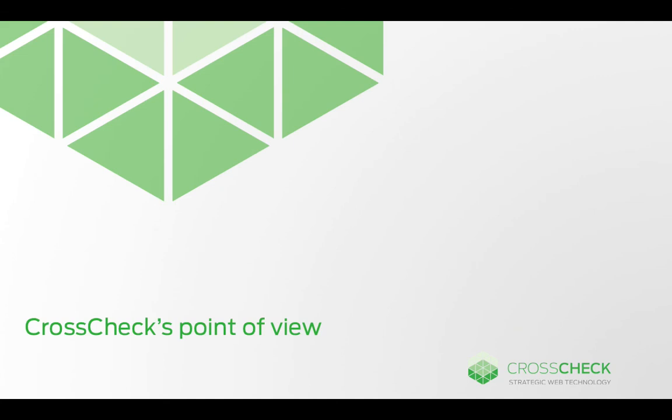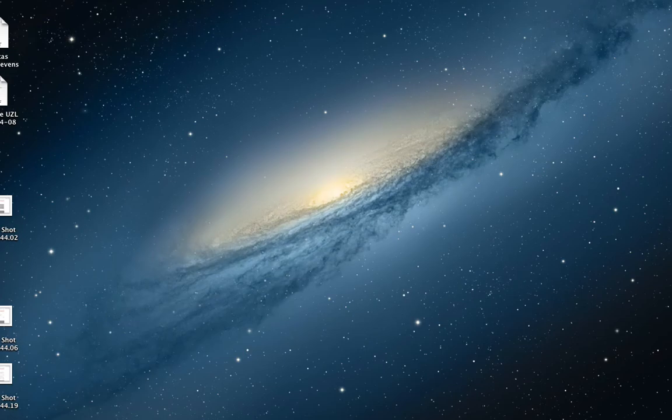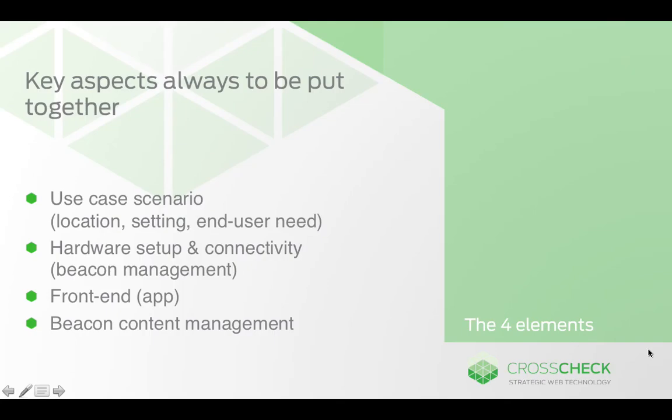The earlier you start making sense of it all for yourself, the earlier you will be writing stronger code and stronger projects for your customers. So we'd like to share also our point of view from CrossCheck, which we call the 4 elements. Because we believe that for a good scenario, for a good project, you always need to have 4 key aspects that need to be fine-tuned and put together in order to work well.